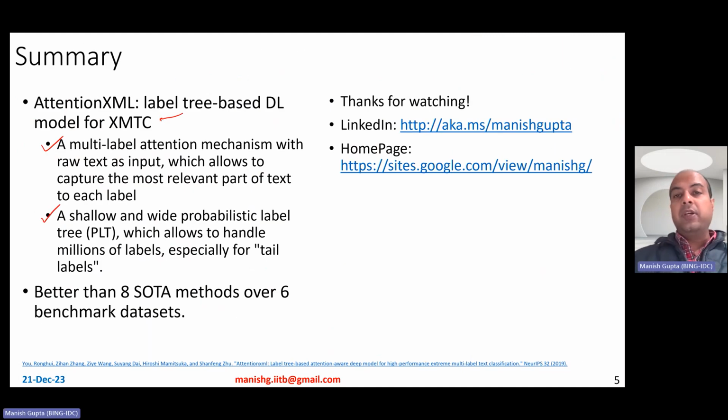It also uses a shallow and wide probabilistic label tree rather than Parabel, which basically proposes a binary and a deep tree. Right. So this shallow and wide tree allows you to handle millions of labels, especially for the tail labels. And comparing to 8 different strong baseline methods, they showed that AttentionXML sort of performs better over 6 different benchmark datasets.